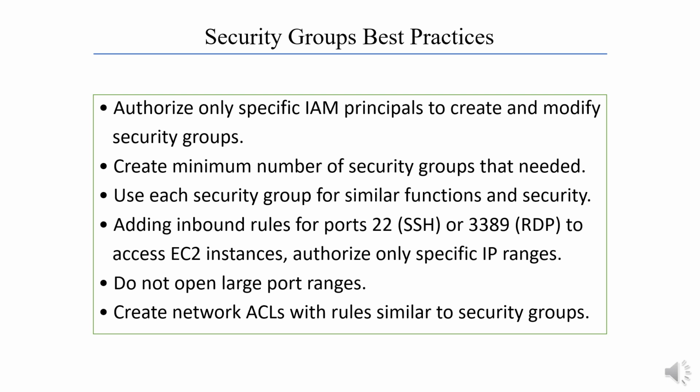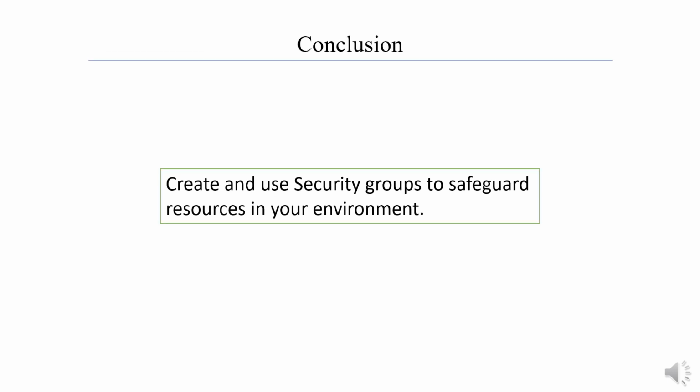Rule number 6. Consider creating network ACLs with rules similar to security groups to add an additional layer of security to VPC. In conclusion, use security groups to safeguard resources in your environment. Create only necessary security groups and assign necessary inbound and outbound traffic rules. Follow best practices guidelines to ensure security in your environment.